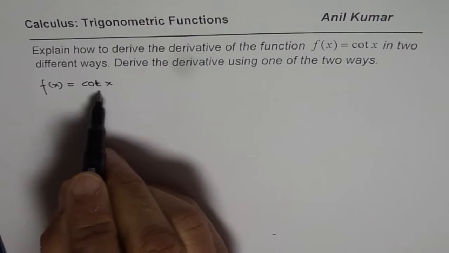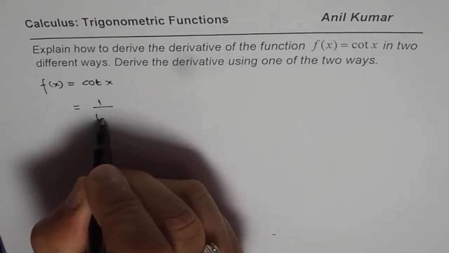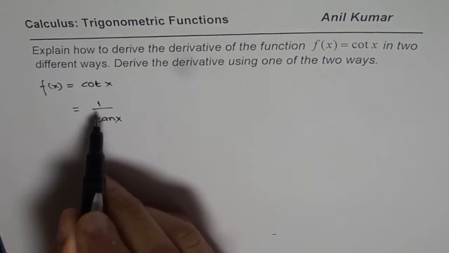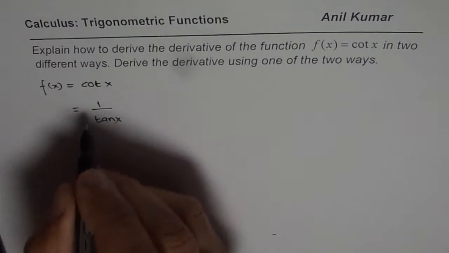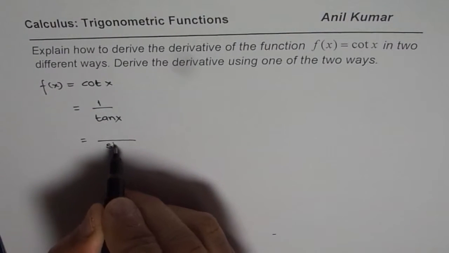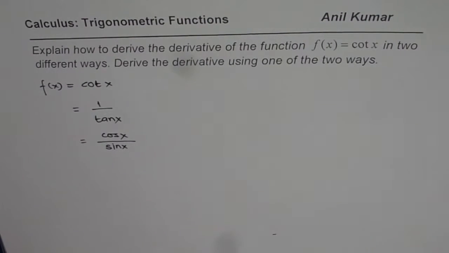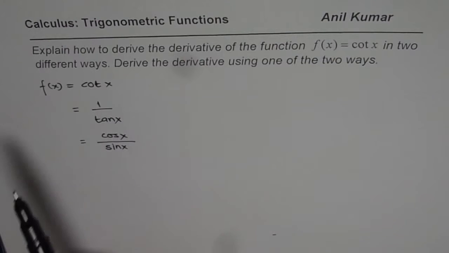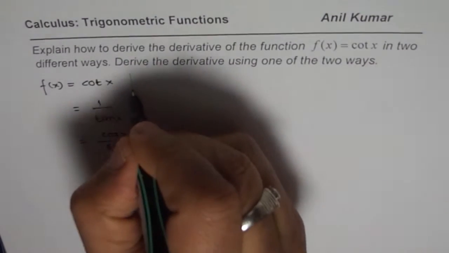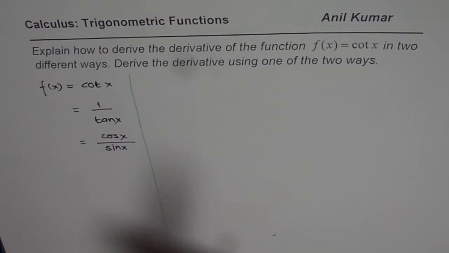Now we could write cotangent in different ways. We could write this as equals 1 over tan x. That is one way of doing it, right? And then using the quotient rule we can find the derivative, or we could also write this as sin x in the denominator and cos x in the numerator, or cos x over sin x. So these are two different ways in which we can write cotangent and then apply the rules for derivative to find the derivative, correct? So those are the two methods which could be adopted to solve this question. So let us adopt one of them. We'll use cos x over sin x.